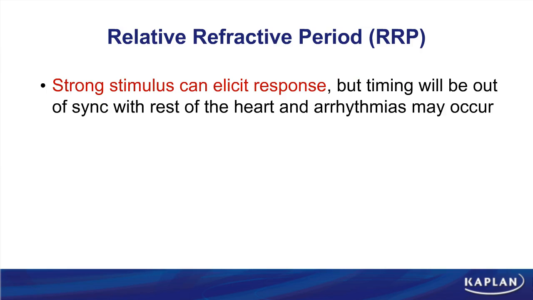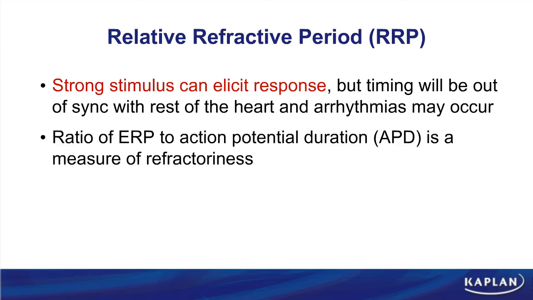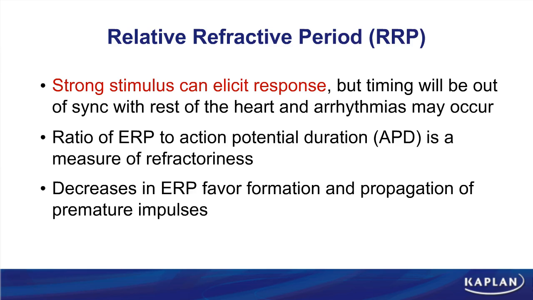In the relative refractory period, a strong stimulus can elicit a response, but the timing could be out of sync with the rest of the heart. The ratio of the ERP to the action potential duration is a measure of refractoriness of a tissue. Decreases in ERP favor formation and propagation of premature impulses. So certainly you think about in the relative refractory period, we can get a response. Sometimes that arises out of late phase 3, and sometimes it arises out of phase 4. I've returned to rest, but I get another action potential without the appropriate diastolic interval.